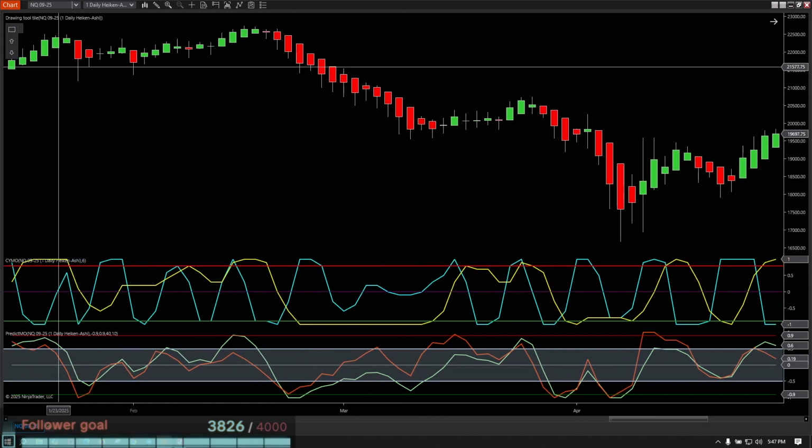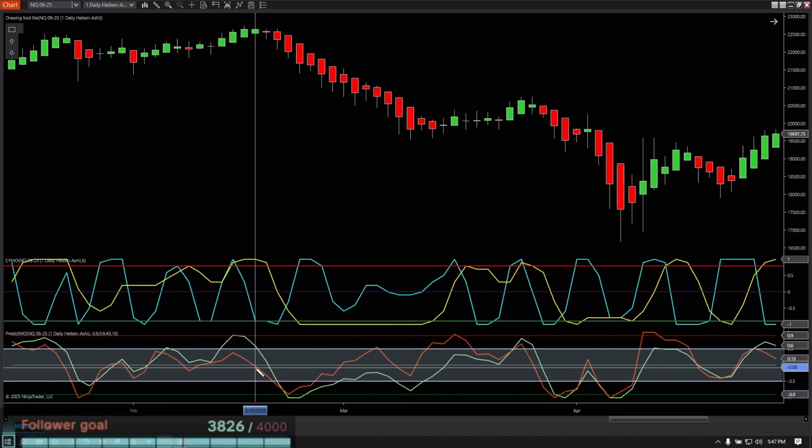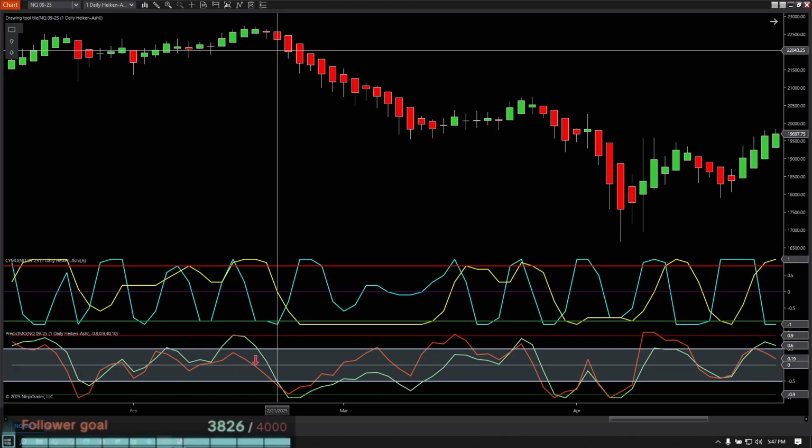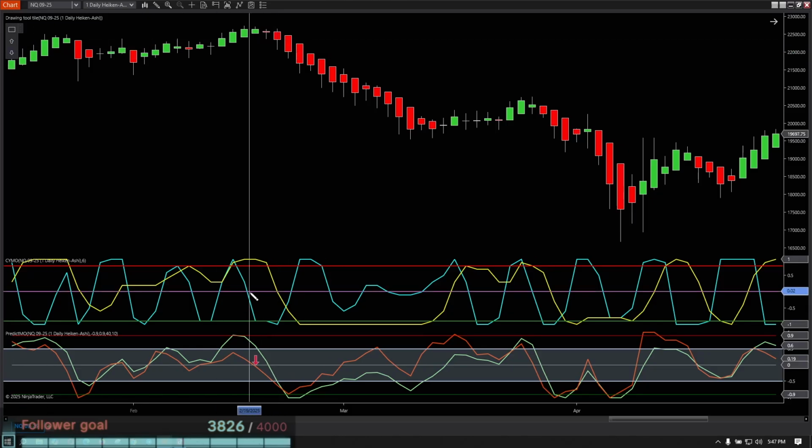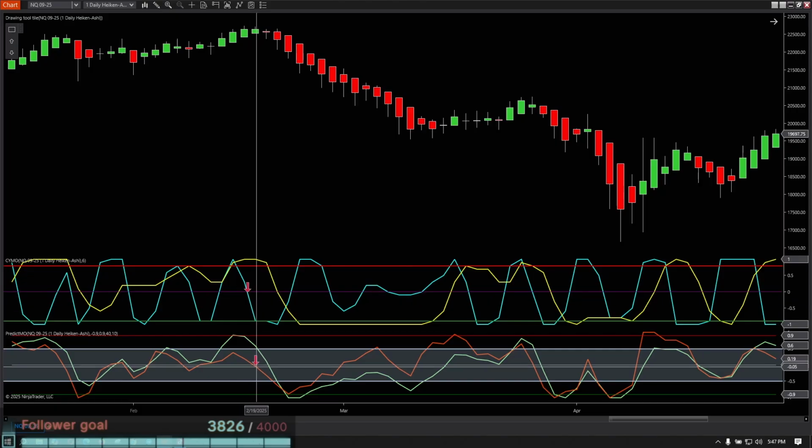Here's another really good example. Okay, nice rip to the downside. Your predictor told you days in advance right here. This was on the 19th, and the sell-off didn't actually begin until the 21st right here. Look at what happened with cycle. Came down a couple of days before. It actually came down a day before the predictor came down.